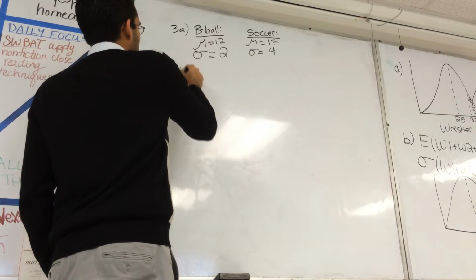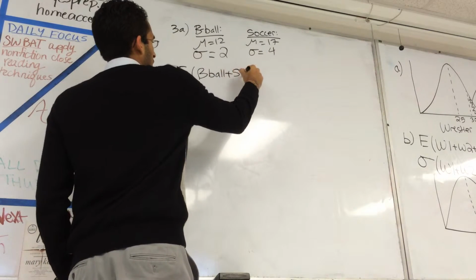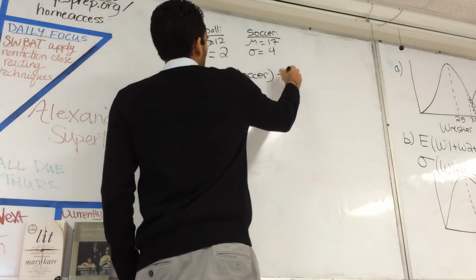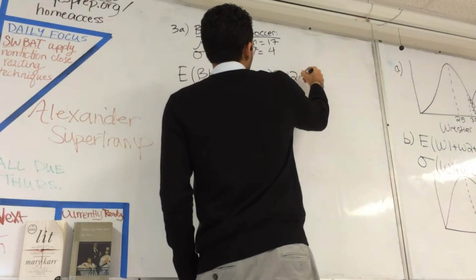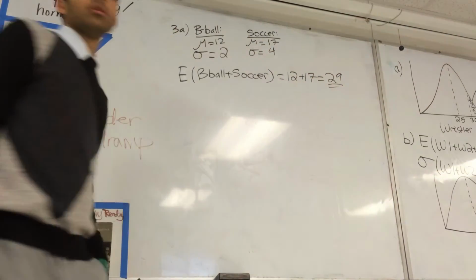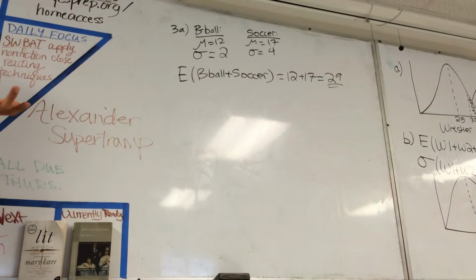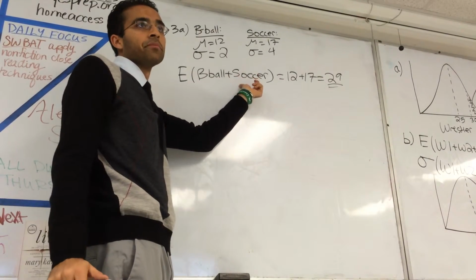We want the expected value of basketball plus soccer, which equals, well, that's going to be 12 plus 17, so 29. So 29 is the number of people I expect: 12 from the basketball team, 17 from the soccer team.